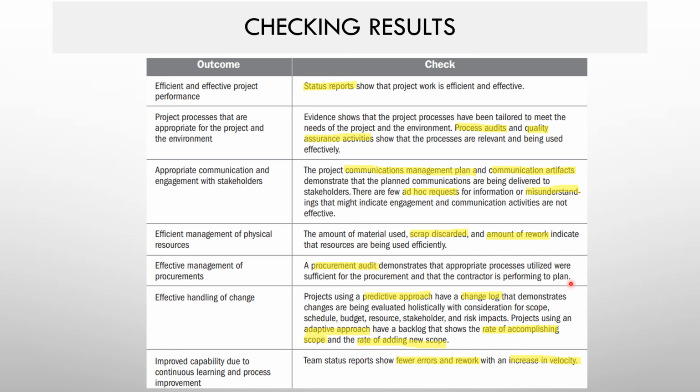Right. So with that, we have come to a conclusion of this video. We understood the desired outcomes of the project work performance domain, and we talked about all the functions within that domain, like project processes. We talked about appropriate communication, physical resources, and procurements. How do we handle changes? How do we handle tacit and expert knowledge? How do we continue to learn? How do you continue to improve processes? And how do we check as well? Right. So with that, we come to the conclusion of this video.